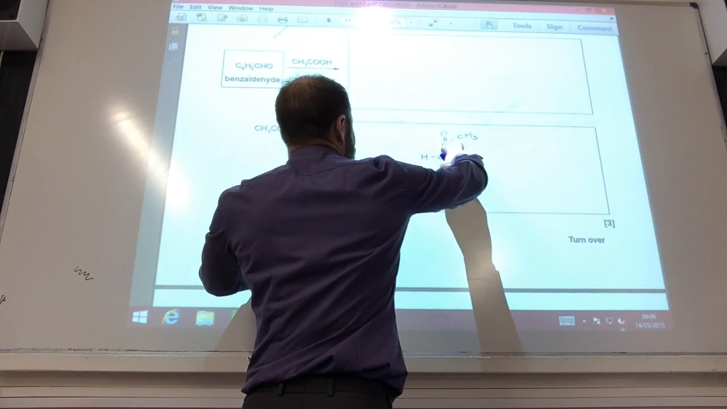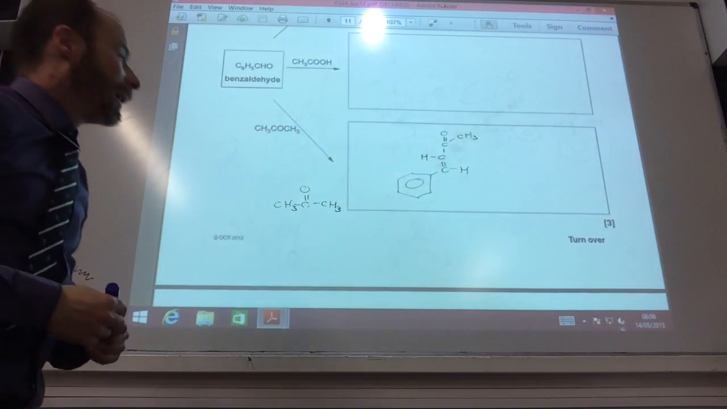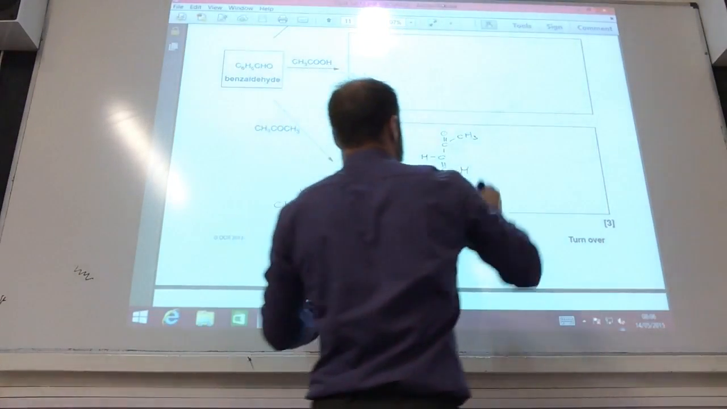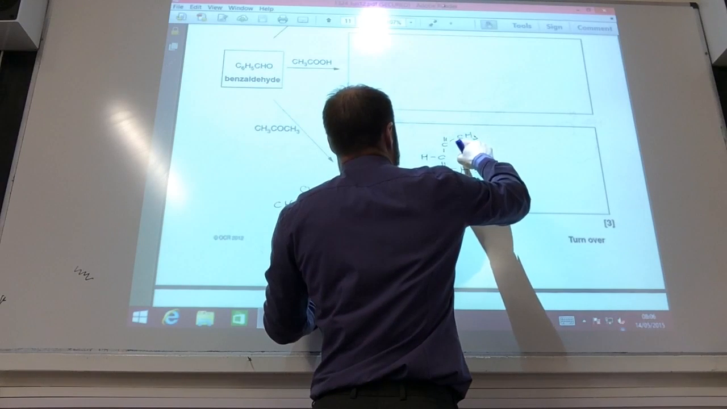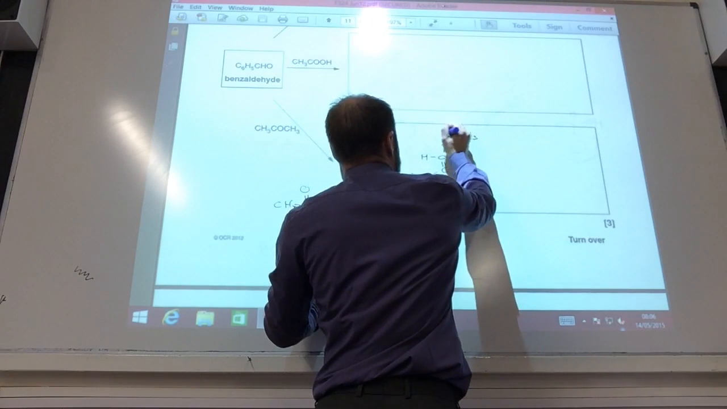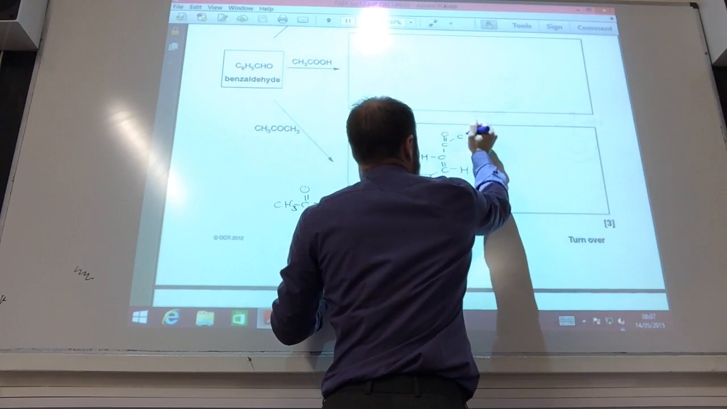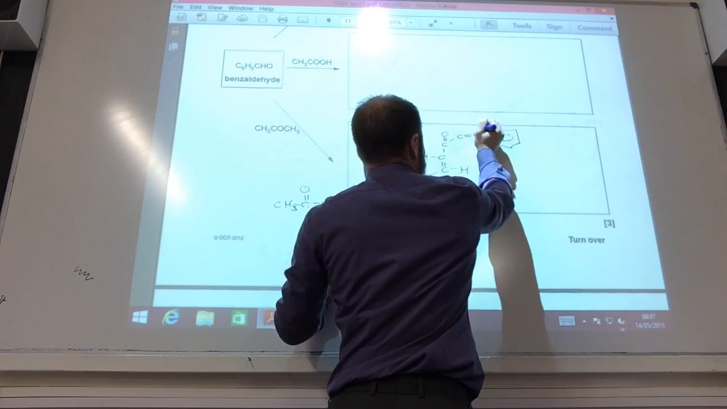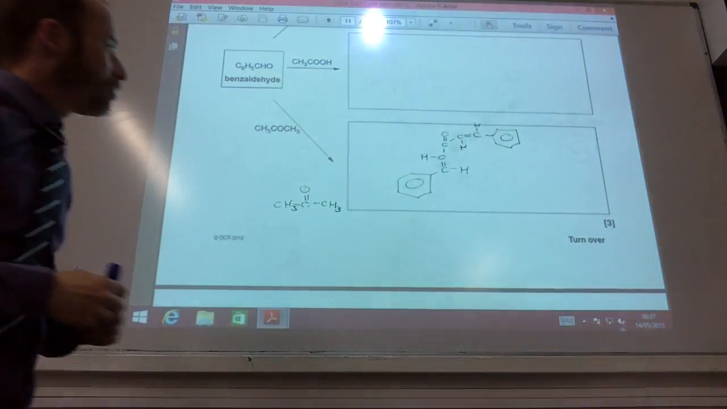So the benzaldehyde is going to come and add on to this side of my chain as well. So that there is going to stay. That carbon there is going to become C double bond. That's that. And that hopefully is the right structure.